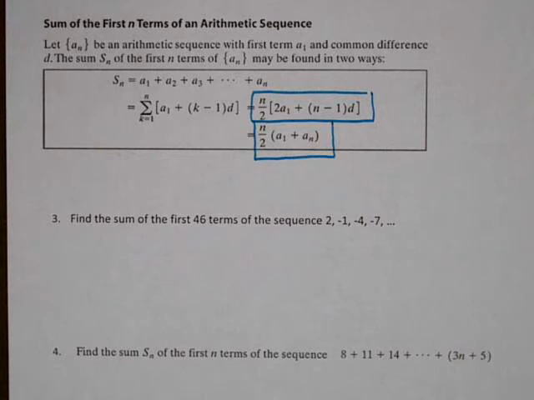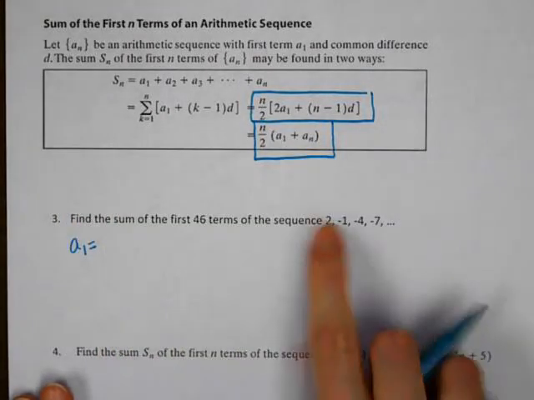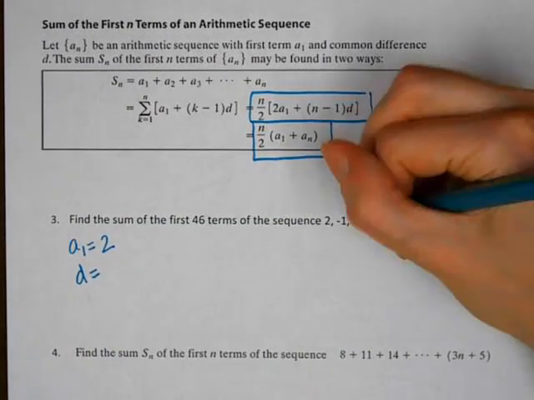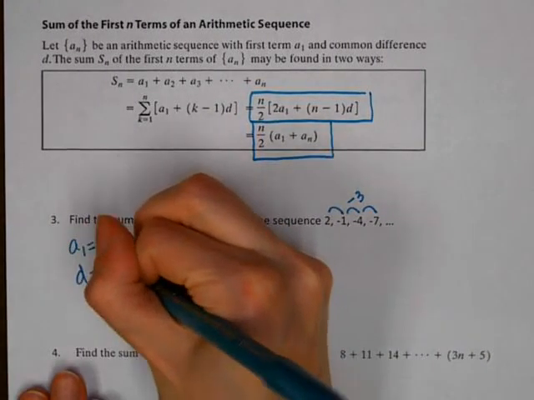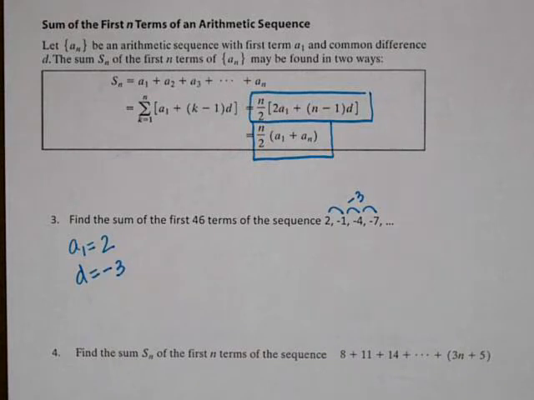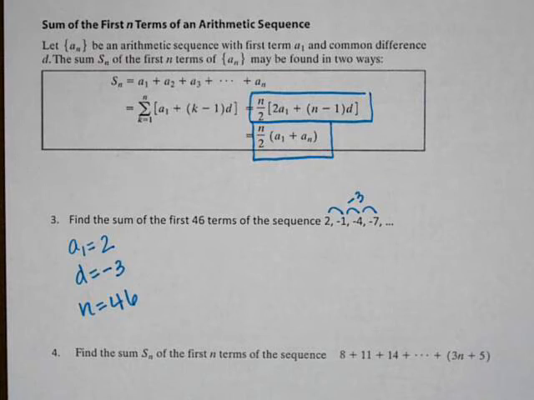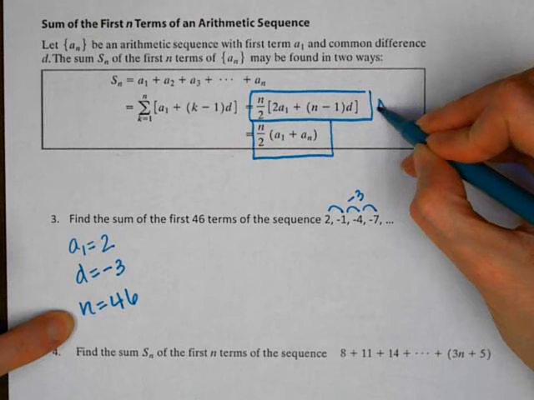Okay, so number 3, find the sum of the first 46 terms of the sequence. Again, I'm just going to write down what I have. I know that a sub 1 is 2. I also know d. What is the common difference? It looks like we're subtracting 3 every time, so d is going to be negative 3. I also know n because it says 46 terms. So n is 46. Okay, so if I have a sub 1, d, and n, I think I'm going to use this formula for this problem.